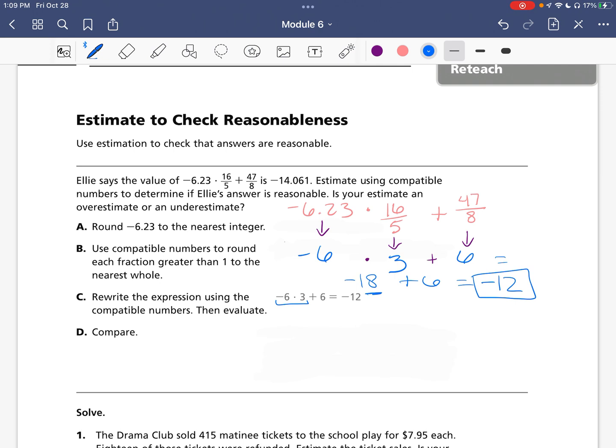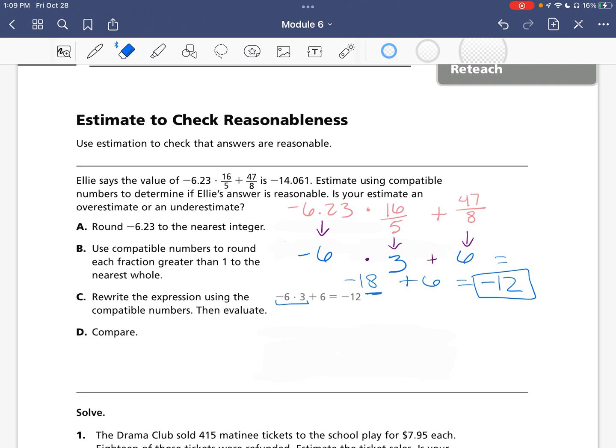Now, is this estimate an overestimate or an underestimate? And why? So pause the video if you need to. Look at how we estimated. Did we estimate up? Did we estimate down? And how is that going to affect our answer? So we have an estimate of -12, which is actually an overestimate.